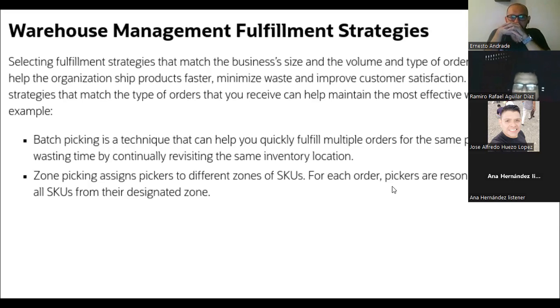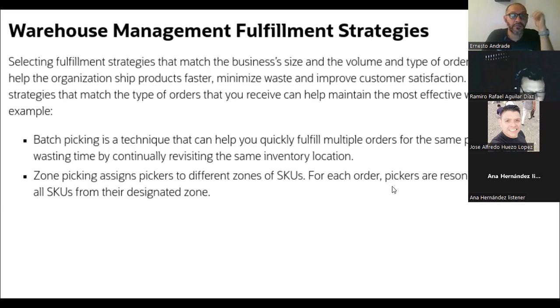Applying picking strategies that match the type of orders that you receive can help maintain the most effective workflow. For example, batch picking is a technique that can help you quickly fulfill multiple orders for the same product without wasting time by continually revisiting the same inventory location. So batch picking. Anybody knows what is batch picking? Recoger lote. Something like that.